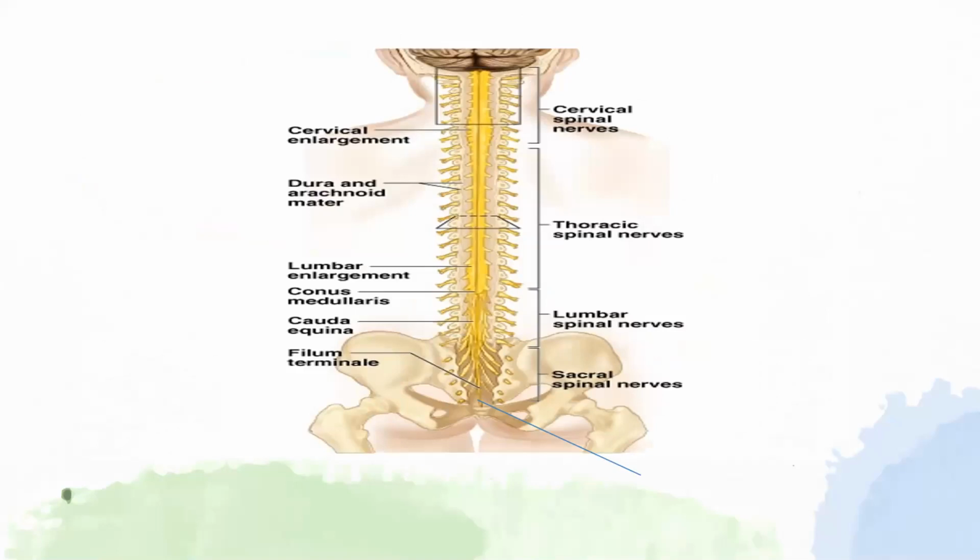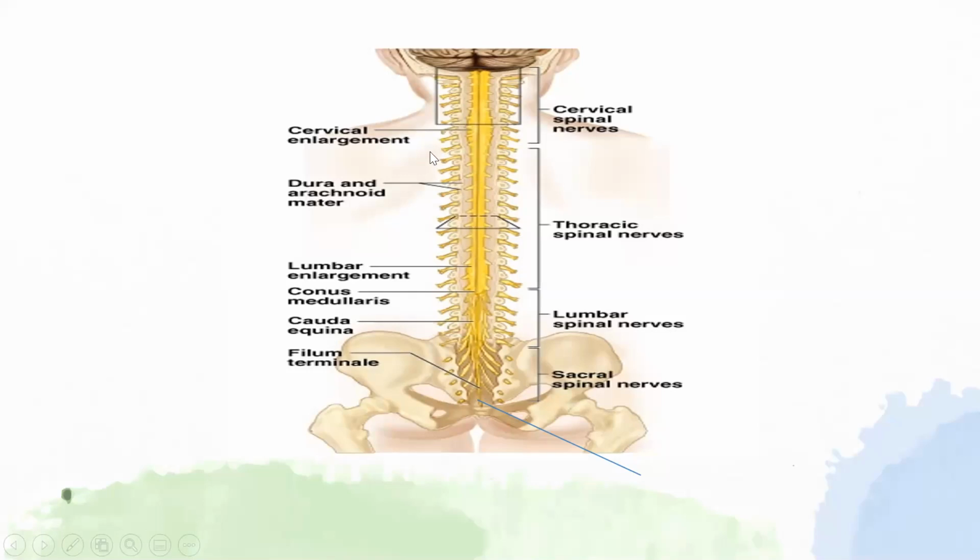In the spinal cord, we have the same protection, but with a difference. For the brain, we have the cranium, but here we have the vertebral column. So you can see here the spinal cord. It extends from the foramen magnum and ends at the level of the second lumbar vertebra. We have two enlargements, the cervical enlargement and the lumbosacral enlargement.